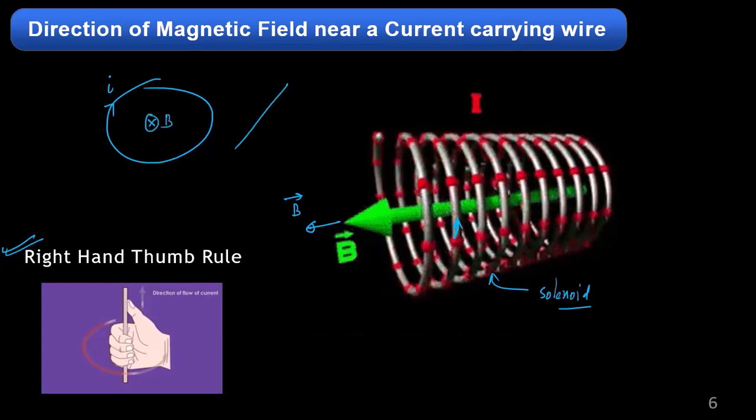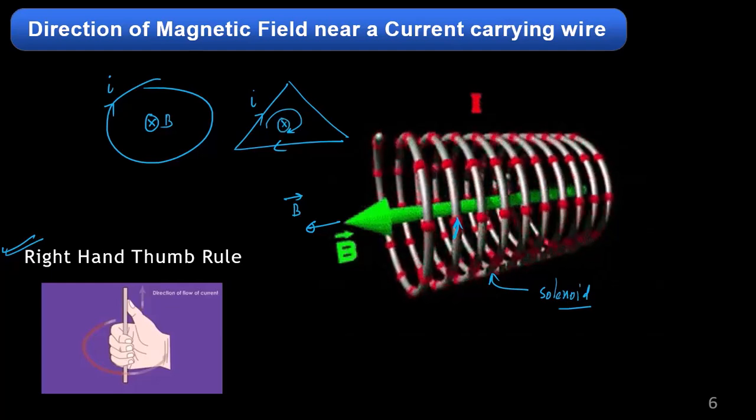If the same loop is represented by a triangular loop like this, and the current is going in this direction, again if I curl my fingers along this direction, the thumb will point inward, into the plane of the paper. Like this, once I curl the fingers of my right hand along the current direction, the thumb gives the direction of the magnetic field. That method is used to calculate the magnetic field for a current carrying loop. The loop means a closed loop, through which the current is flowing. I curl my fingers along the current direction and the thumb gives the direction of the magnetic field.